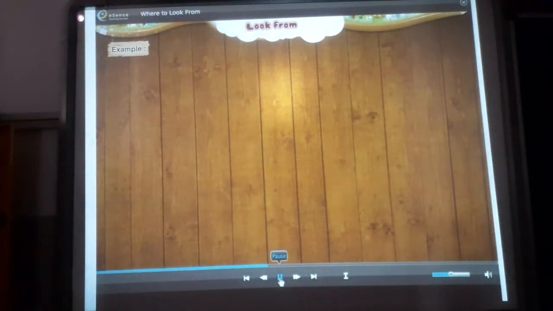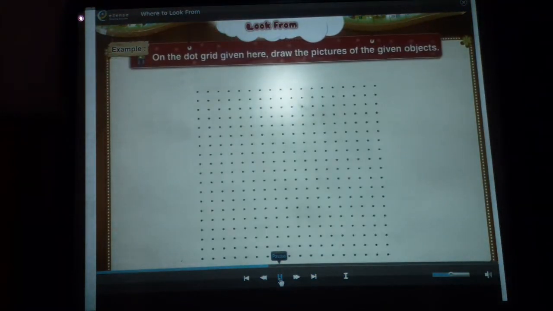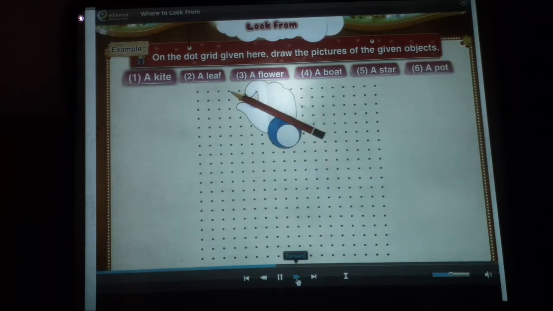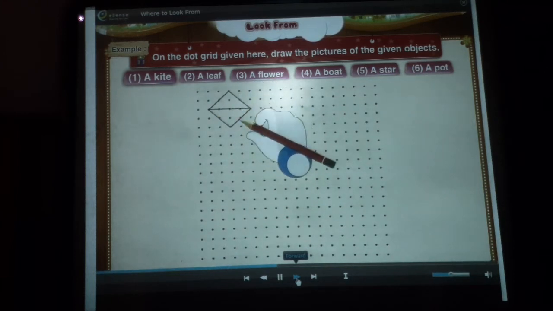Example. On the dot grid given here, draw the pictures of the given objects. 1. A kite. 2. A leaf. 3. Boat. A star. And 6. Kite. To draw the kite, we will draw the lines like this.